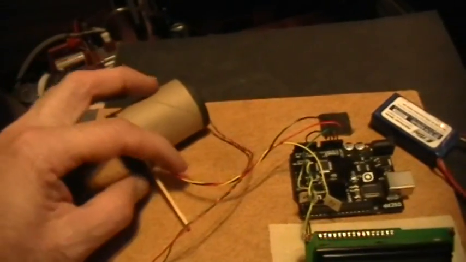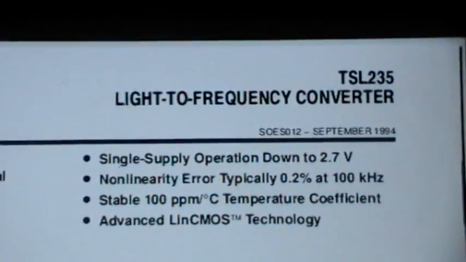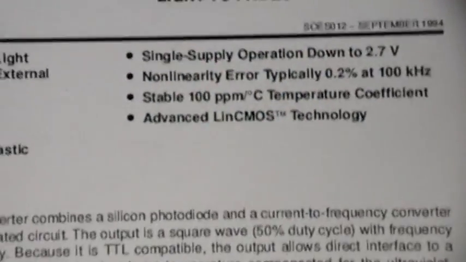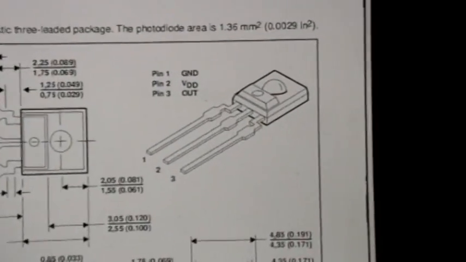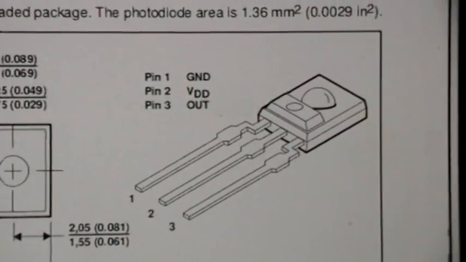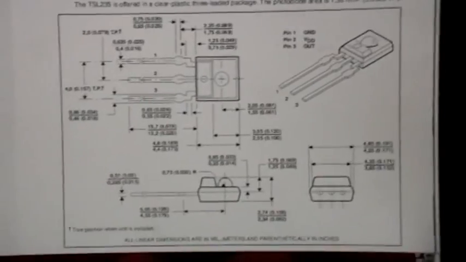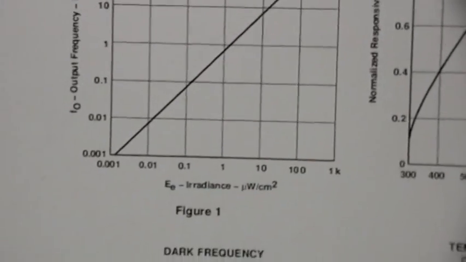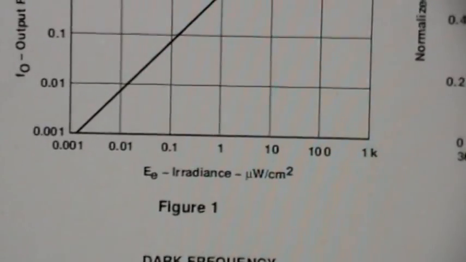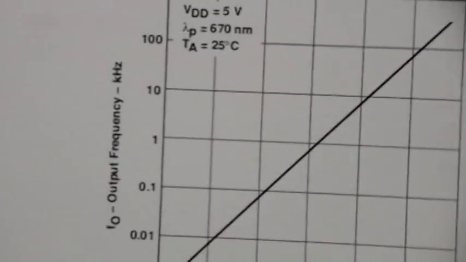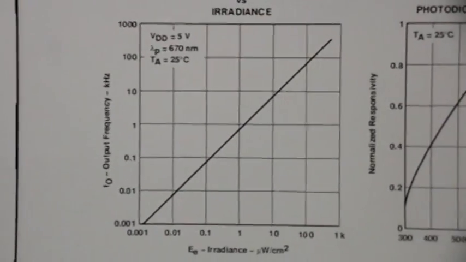The light sensor, the light to frequency converter, is a TSL235A, and it looks like that. It's in there, and I got it from SparkFun Electronics. It produces a square wave frequency output that is proportional to the irradiance in microwatts per square centimeter. That's a log-log graph there, nice and linear in log-log space.